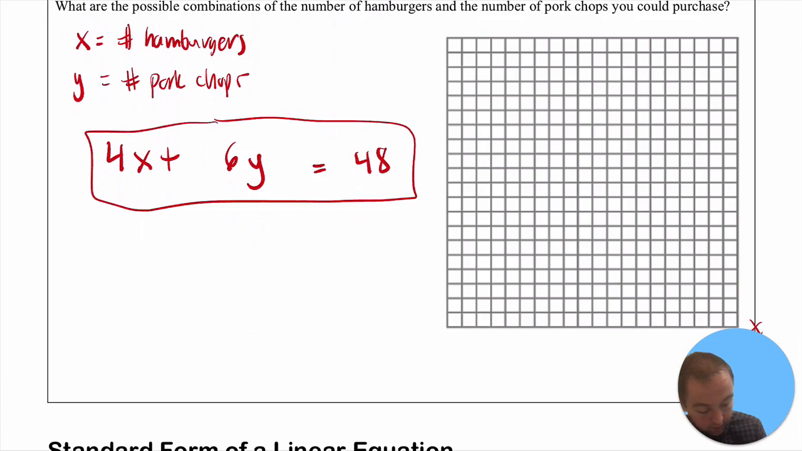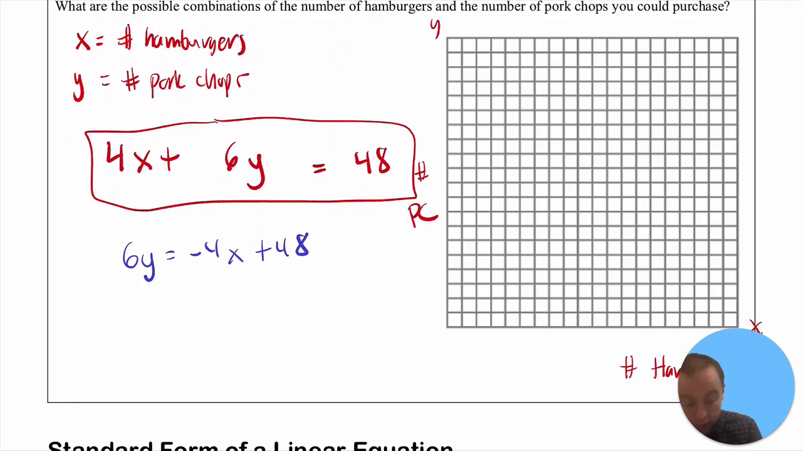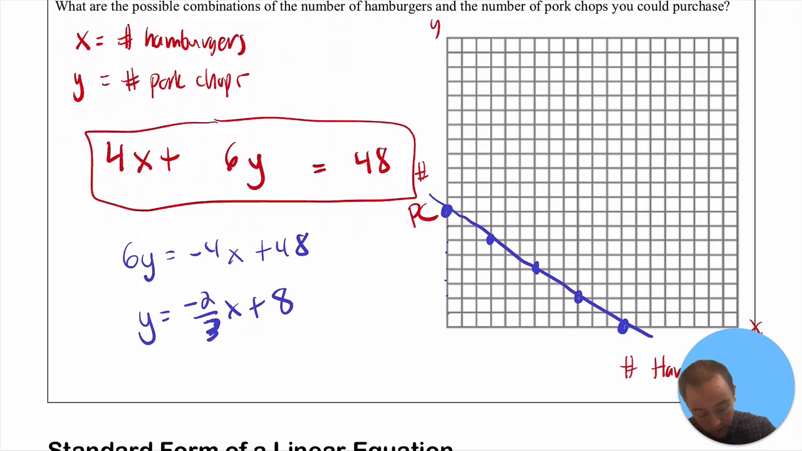And so X here is the number of hamburgers that we purchased, and Y is the number of pork chops that we could purchase. If we wanted to graph this relationship, we would probably do so by solving for Y. So we would have 6y equals negative 4x plus 48, by subtracting 4x on both sides. And then by dividing by 6, you get negative 4/6, which reduces to negative 2/3 x, and 48 divided by 6 ends up giving you 8. So 1, 2, 3, 4, 5, 6, 7, 8. And then a slope of negative 2/3 is going to go like this. This would give you the graph of the relationship.